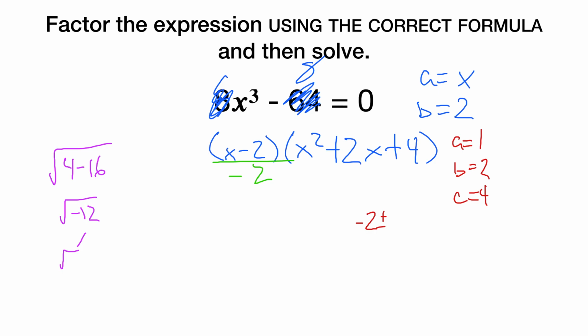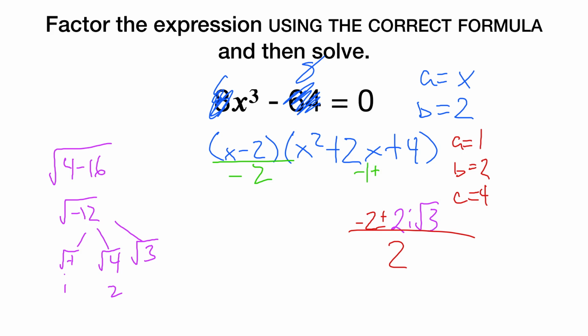So that is the square root of negative 1, which is i. The square root of 4 is 2. And we cannot simplify the square root of 3. So this becomes 2i square root of 3 all over 2 times 1, which is just 2. You'll notice all these numbers are multiples of, that's right, 2. So this becomes negative 1 plus or minus i square root of 3.